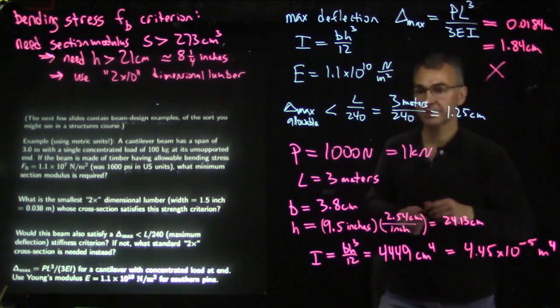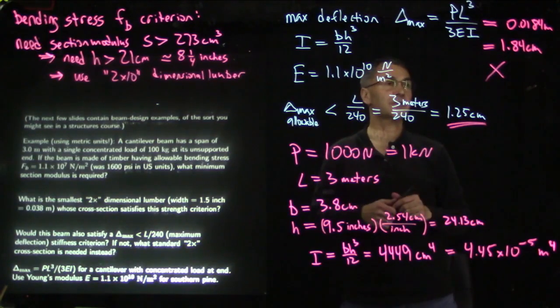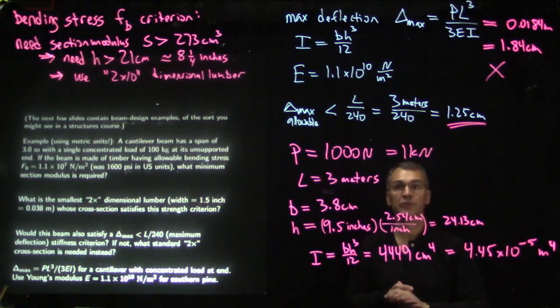So that's not good enough because the criterion was it can't deflect more than 1.25 centimeters. This will deflect a little under 2 centimeters, 1.84 centimeters. Professor Farley tells us that normally the stiffness criterion is the most stringent, more stringent than the strength criterion. That bears out to be true in this case. So let's see what happens if instead we use a 2x12.